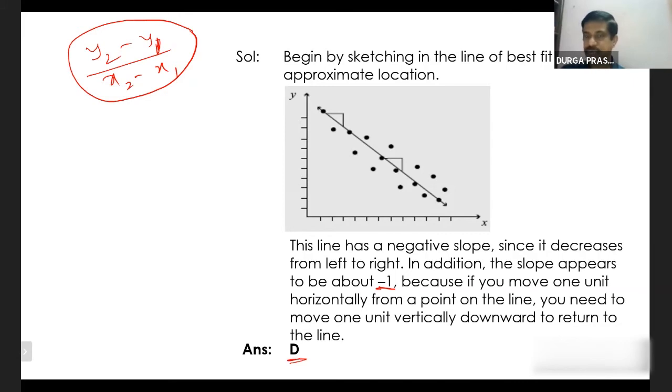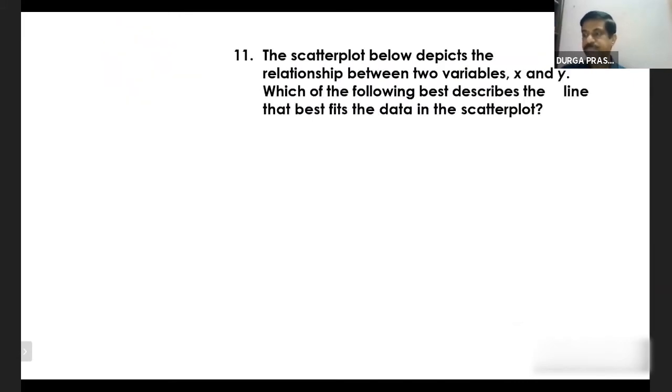Okay, children, let us go to the next question. The scatter plot below depicts the relationship between two variables x and y. Which of the following best describes the line that best fits the data in the scatter plot? You see they are increasing. So we should take a line which can pass through the maximum number of points. It appears somewhere in between. Always understand that it should pass in between the upper and lower points.